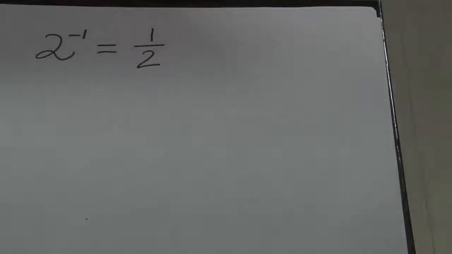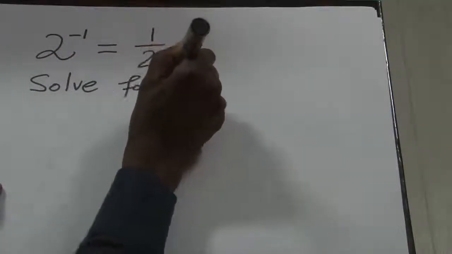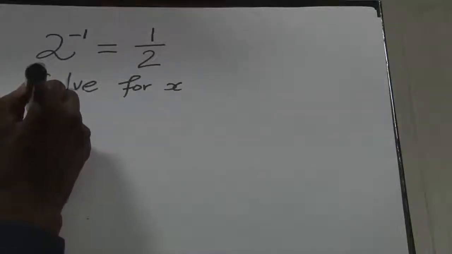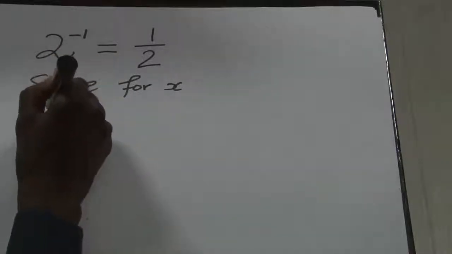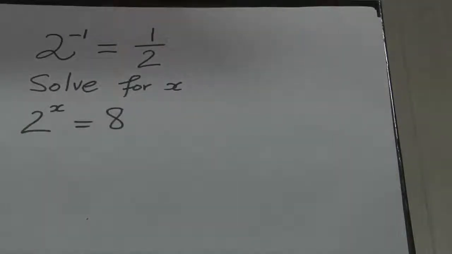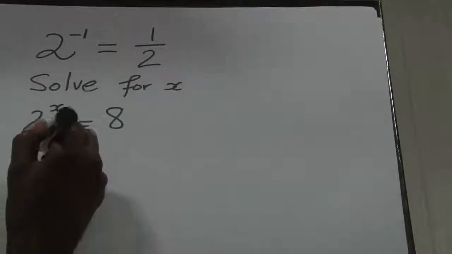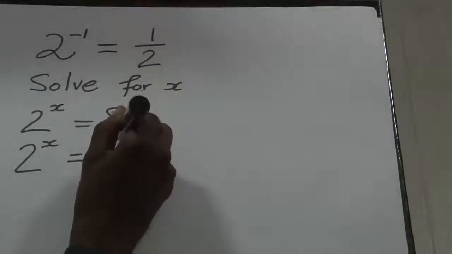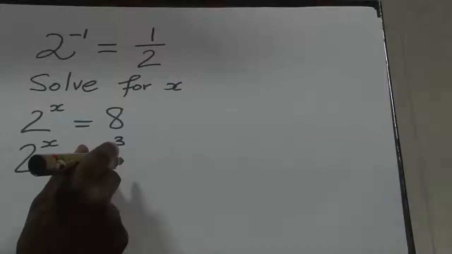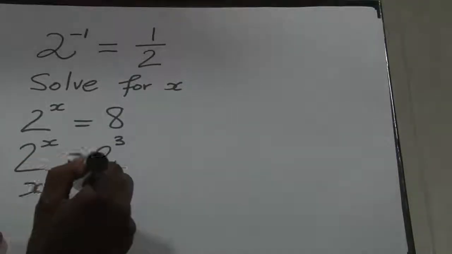And also in equations with indices. For example, let's say you are asked to solve for x in the following. So let's say you have 2 to the power of x equals 8. So what you have to do here is to express 8 as a power of its prime factors. So the next step would be 2 to the power of x equals 2 to the power of 3. Now the moment the bases are the same, it means that the indices are also equal. So the solution for this will be x equals 3.